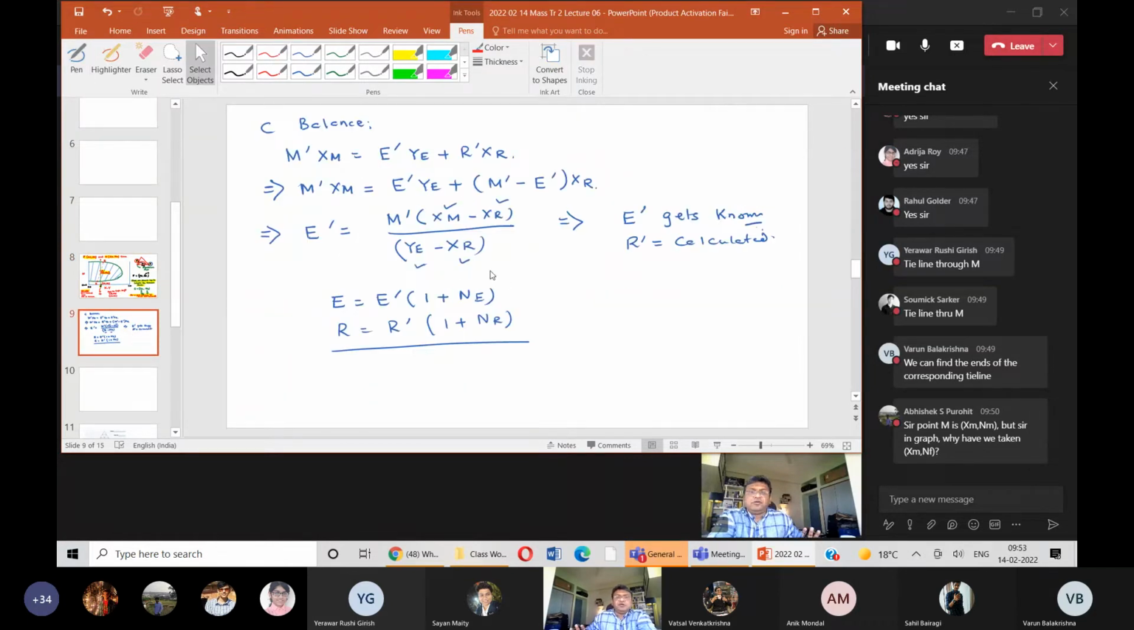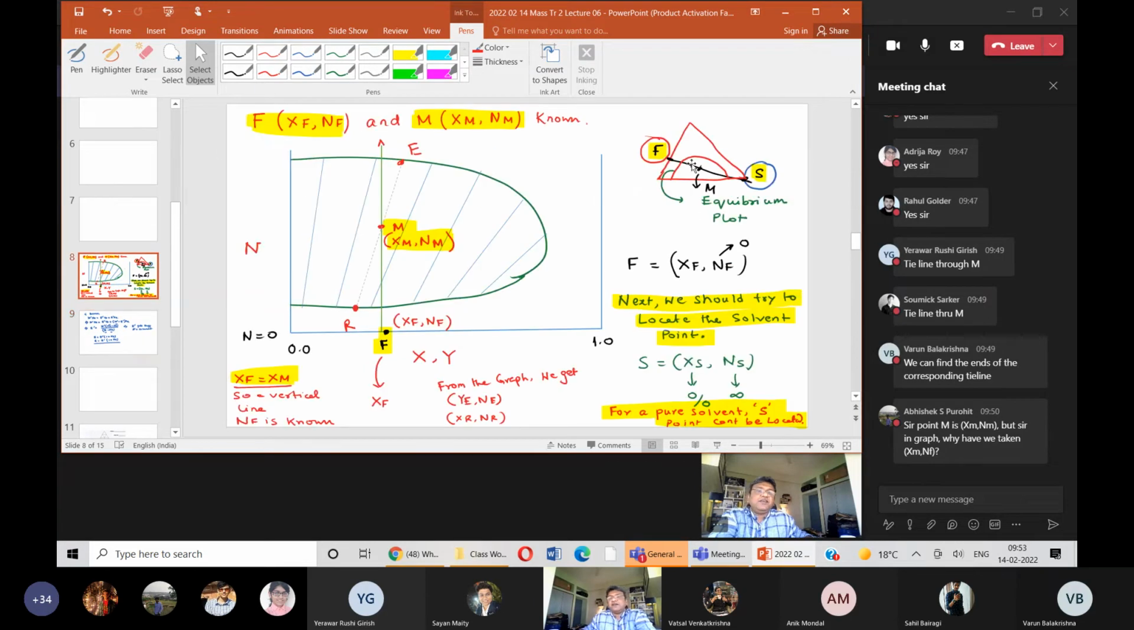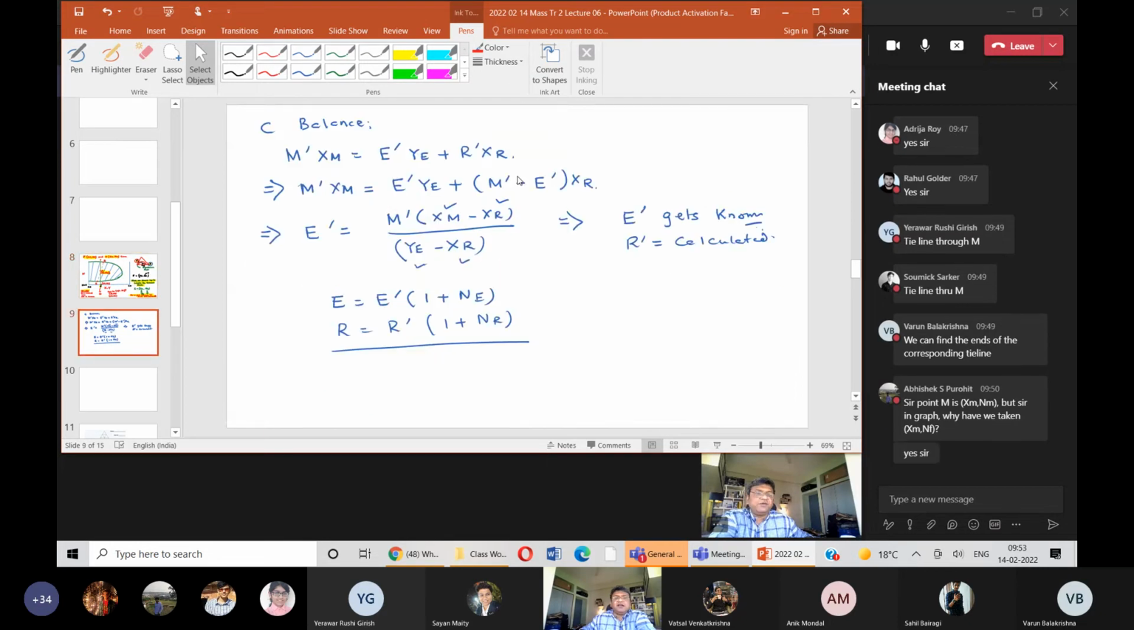So this part, if you do, so now you see that very similar to this triangular plot where we could find out YE, XR, E and R, we have also been able to find out. I won't teach the multi-stage thing today. I will take up problems in the next class, and sometime I will teach this multi-stage thing.